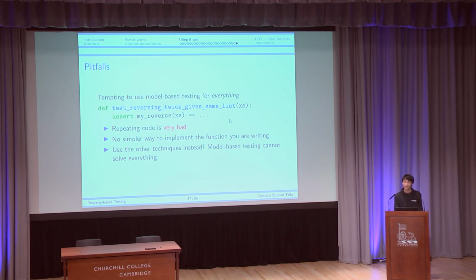However, remember that this is only a small section of property-based testing. We can use the other techniques instead. We can use metamorphic properties, which prove to be incredibly effective at defining reverse. Model-based testing can't solve everything. But when you have a simpler implementation, they can really do a lot.